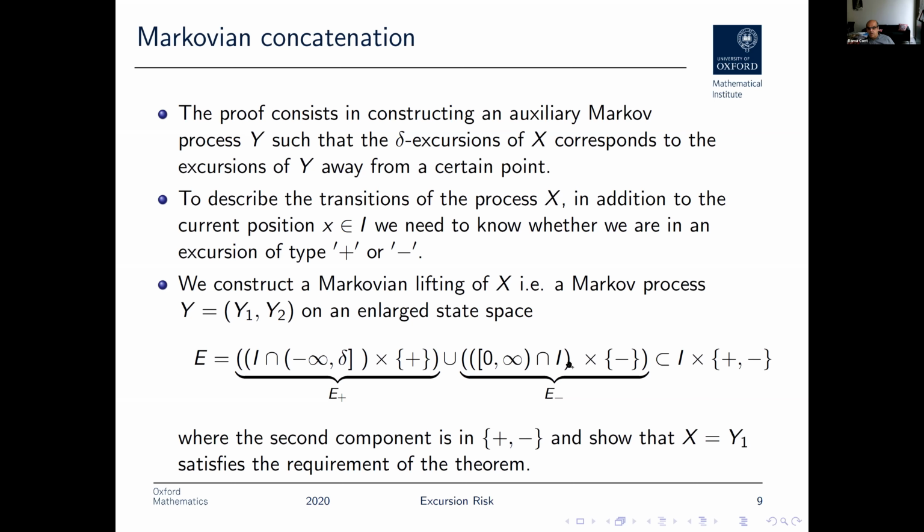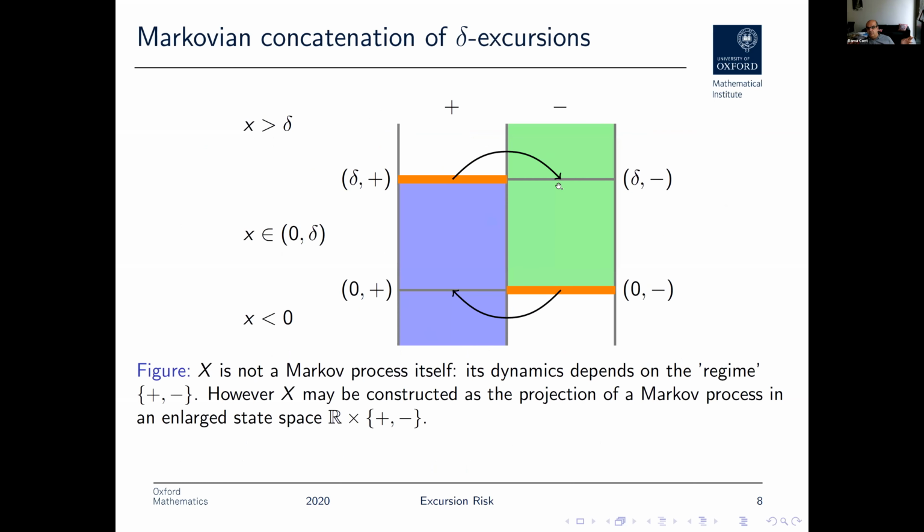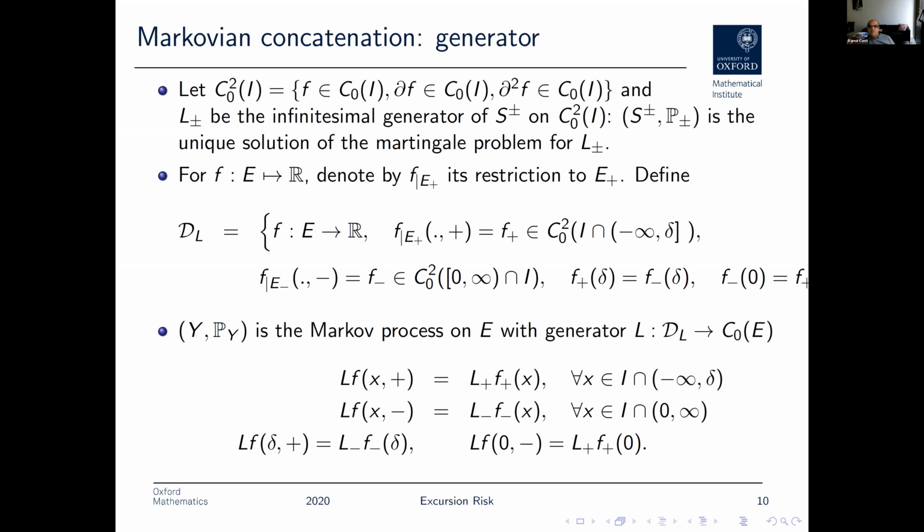Okay, so we're going to construct the Markov process on this large state space, and then we're going to just take the first component. It'll satisfy the requirements we want. So how do we construct this? Well, there are two ways to construct this. I'm going to do it via the generator.